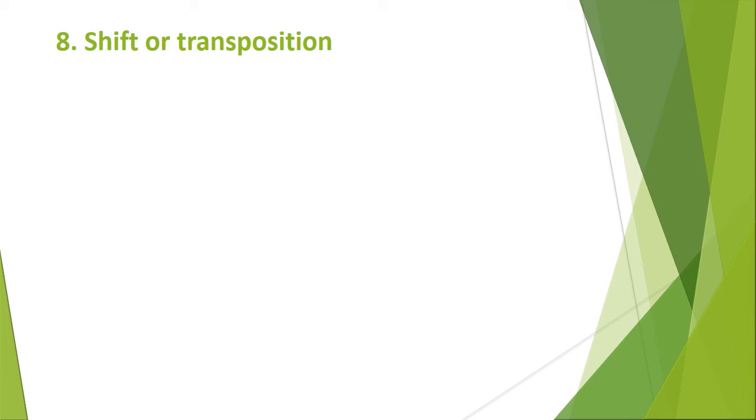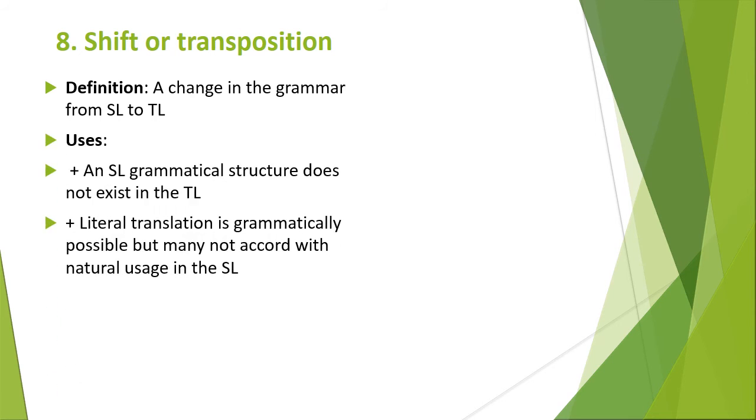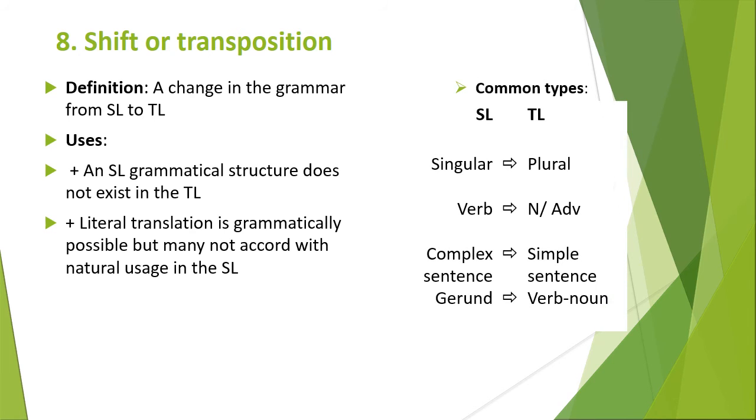And next is shift or transposition. The definition of this is a change in the grammar from the source language to the target language. We use it when we meet a source language grammatical structure that does not exist in the target language, or when literal translation is grammatically possible but may not accord with the natural usage in the target language.